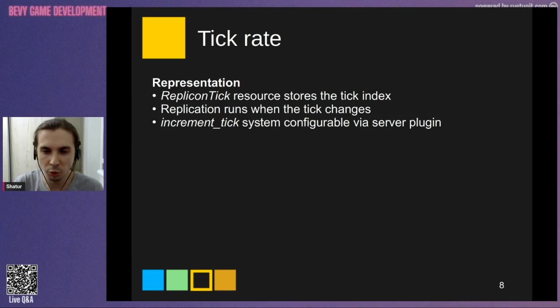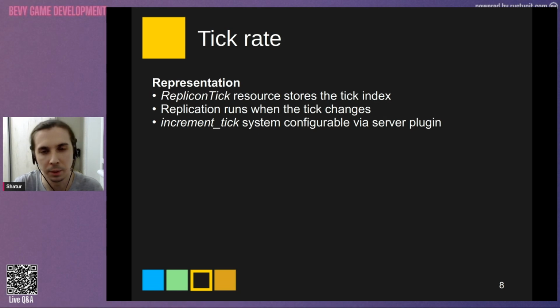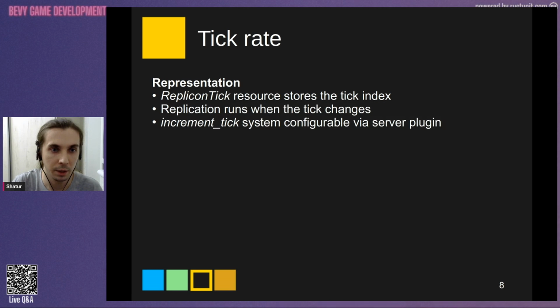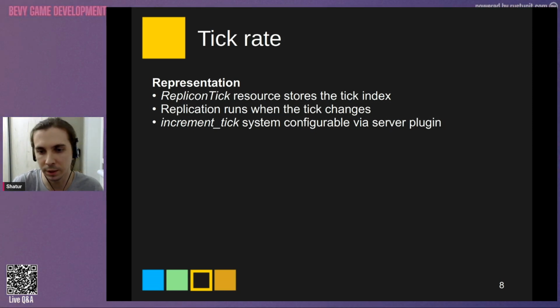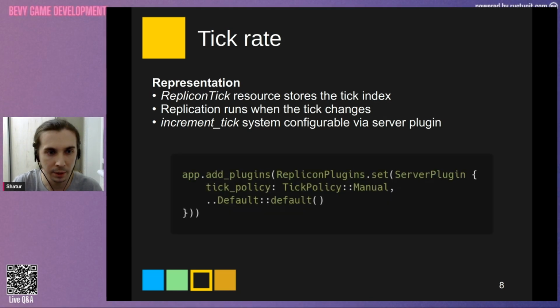You don't want to send changes every frame. It would be expensive for bandwidth and would tank the performance. So we have a special replicon tick resource that tracks a separate tick from Bevy's tick. And when this tick is incremented, the replication runs. And we have a special system that increments the tick every time it runs.